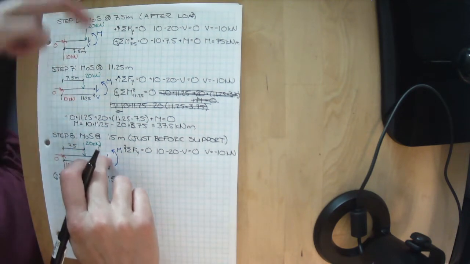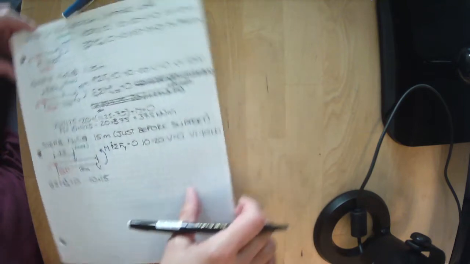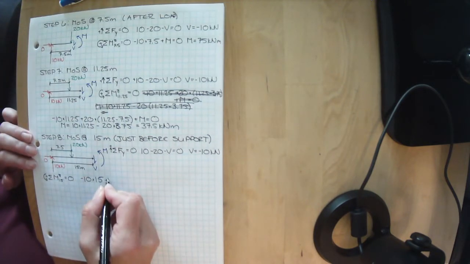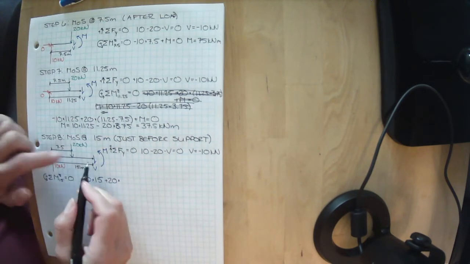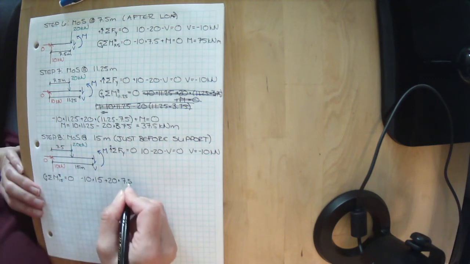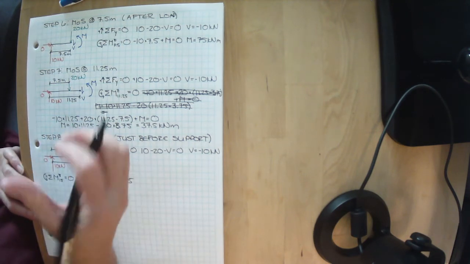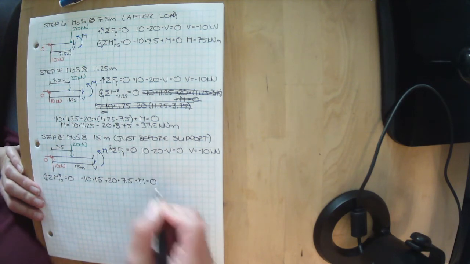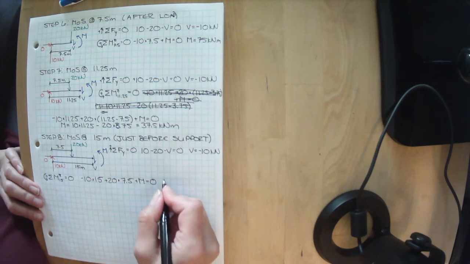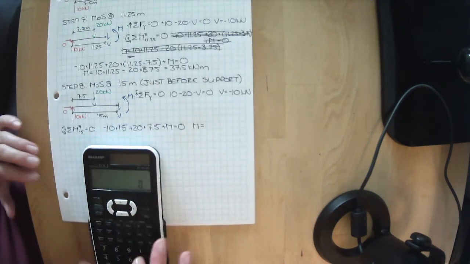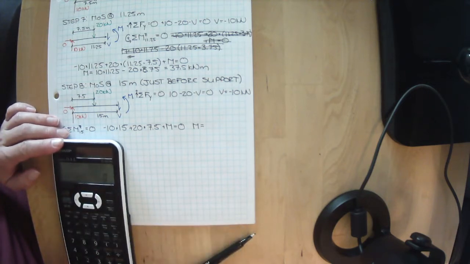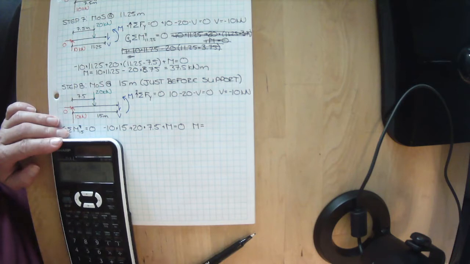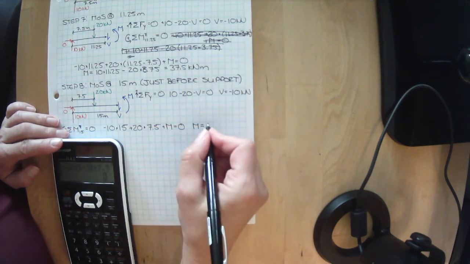Thumbtack right here, 20 kilonewtons spinning it in this direction. So we have positive 20 kilonewtons, and it is 7.5 meters away. And then we have our unknown moment, and we've assumed it's in the positive direction. We can rearrange this, and we get that m equals 10 times 15 minus 20 times 7.5, which is 0.